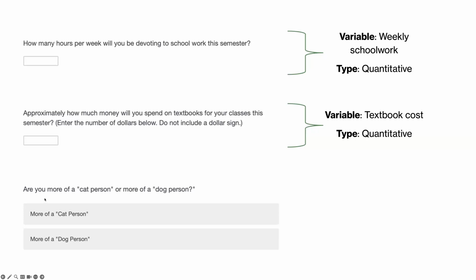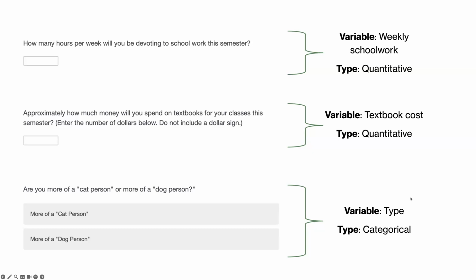Are you more of a cat person or more of a dog person? So you would either select more of a cat person or more of a dog person. So you're one or the other here. Again, number doesn't make sense. It wouldn't make sense to say, oh, this is number one. Your animal preference is number one. That just doesn't make sense. So that is type of pet or type of person, whatever you want to call it. I just called it type. And then that is a categorical variable.